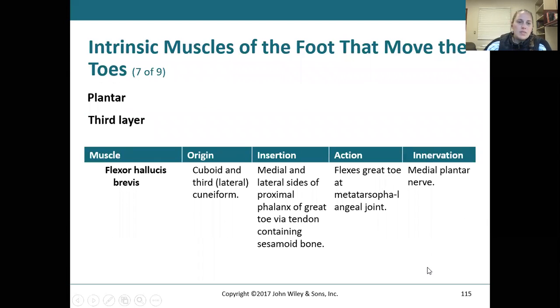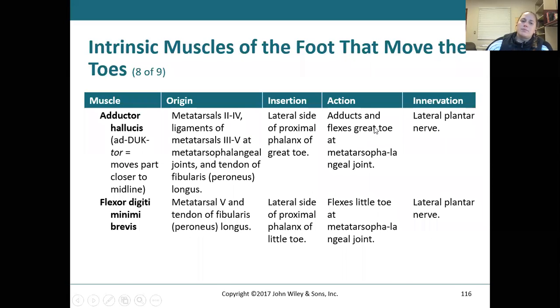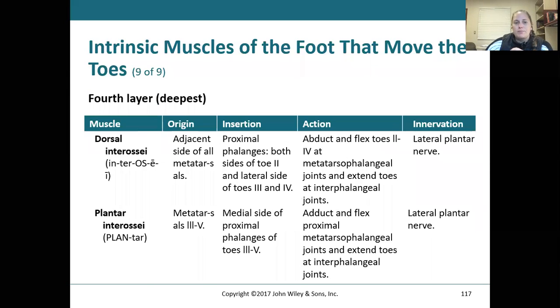And then if we talk about the third layer of the foot, the flexor hallucis brevis, its action flexes the great toe at the metatarsophalangeal joint. Adductor hallucis and flexor digiti minimi brevis, again, adducting and flexing the great toe, flexing the little toe. Adductor hallucis is working with the great toe. Flexor digiti minimi brevis is going to be flexing the little toe. And they're both innervated by the lateral plantar nerve.